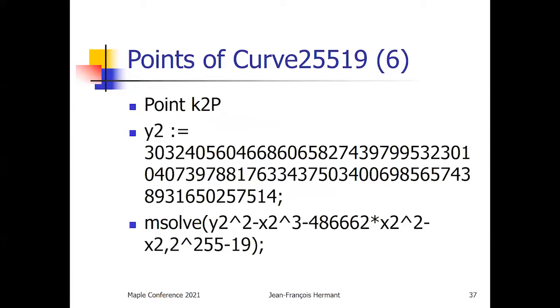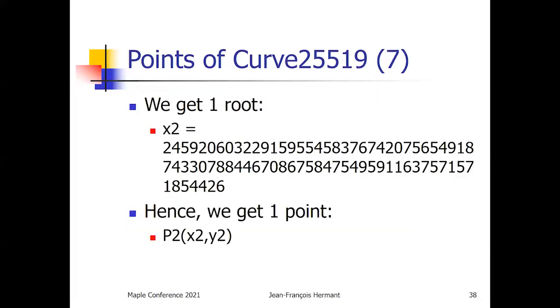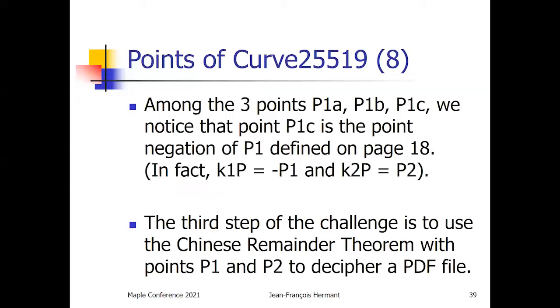For point K2P, we know y2. We want to determine x2. So we issue the same command, msolve the equation modulo p, and this time we get 1 root x2. We have the value for x2. Then we have 1 point P2 with coordinates x2 and y2. Among the 3 points P1a, P1b, P1c, we notice that point P1c, so the last one, is the point negation of P1 defined on page 18.